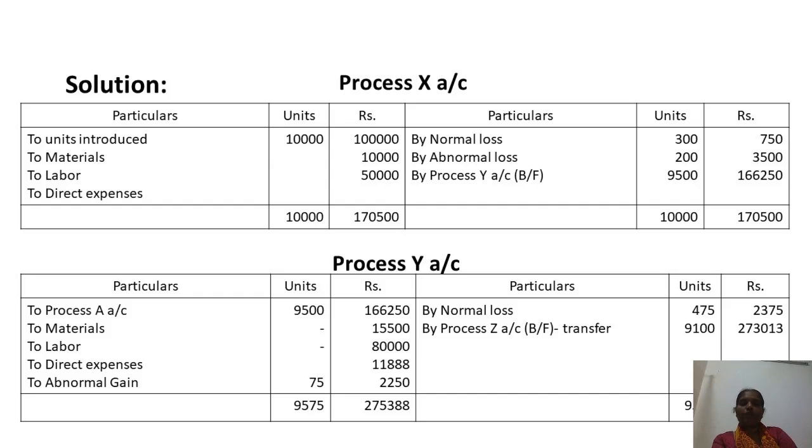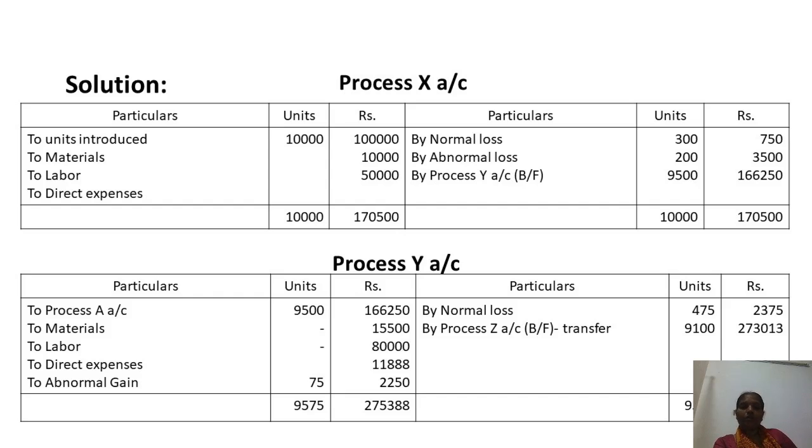In the same way we have to write the process Y account. In this, from process X we got 9,500 units, and then the amount is 1,66,250. Then materials is given in the problem as 15,500. Then labor is given as 80,000. Direct expenses as 11,888, and abnormal gain we have to find out.